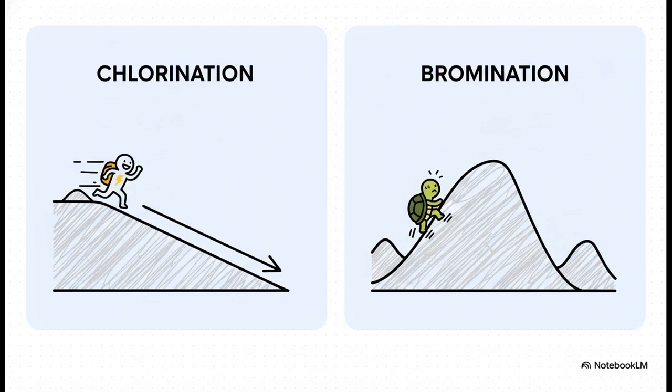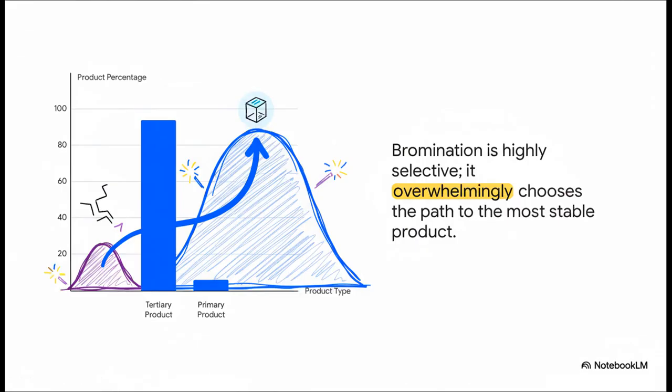It has to be slow. It has to be picky. It only chooses the absolute most stable, lowest energy path it can find. And just look at the result of bromine being so careful. I mean, wow. When it reacts with isobutane, it has 2 possible paths it could take, but it's not even a contest. Look at this.